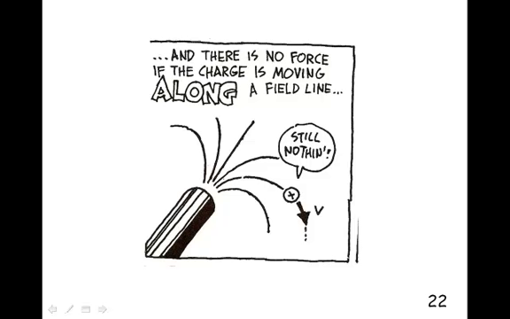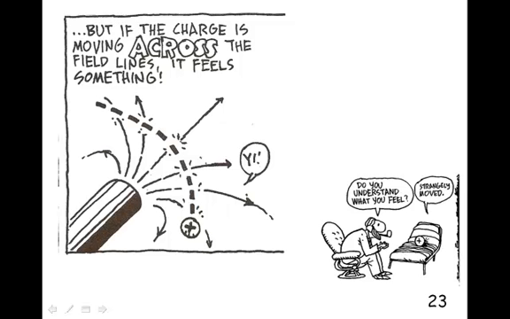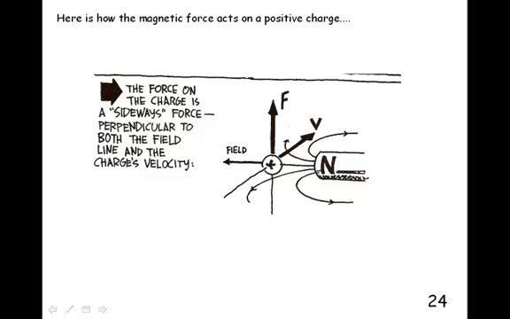And also, even if it's moving along a field line in the same direction or opposite direction of the field line, there's still no force that acts on this charge. But if the charge is moving across field lines, so there's a component of the velocity that is perpendicular to the magnetic field lines, the charge is strangely moved.